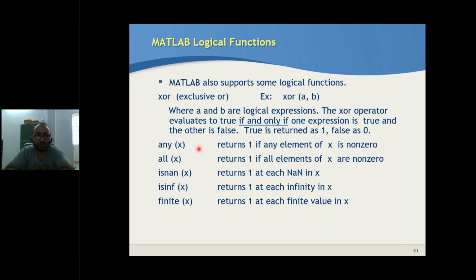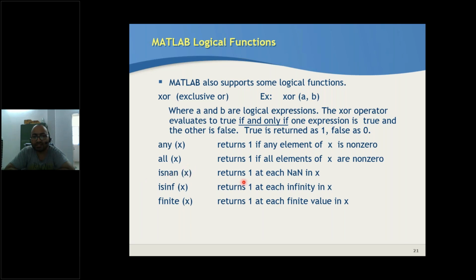Now there are other logical functions which can be easily used in MATLAB. Any of X means it returns 1 if any element of X is non-zero. So suppose X is a vector and there is only a single component which is non-zero, then it will display 1. Otherwise, if all the elements are 0, then it will display 0. Now all of X returns 1 if all the elements are non-zero. So if all the elements are non-zero, then this command will display 1 at the command line.